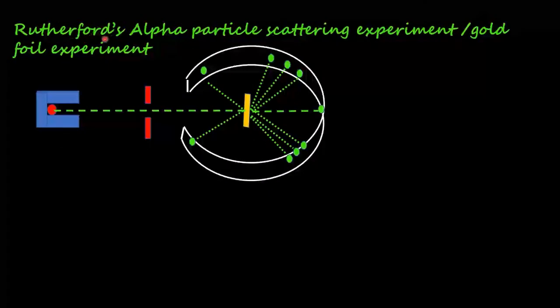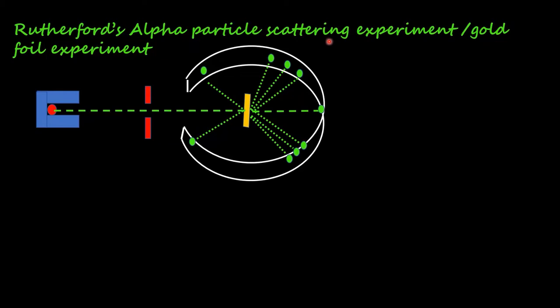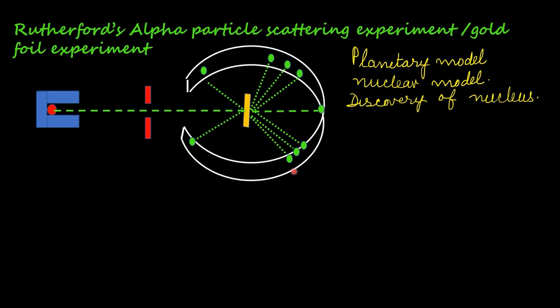Now we will see Rutherford's alpha particle scattering experiment, otherwise called gold foil experiment. This experiment resulted in the discovery of nucleus. Based on the findings of this experiment, he proposed an atomic model which is called Rutherford's atomic model or nuclear model or planetary model of atom. This is the diagrammatic representation of the experimental setup.